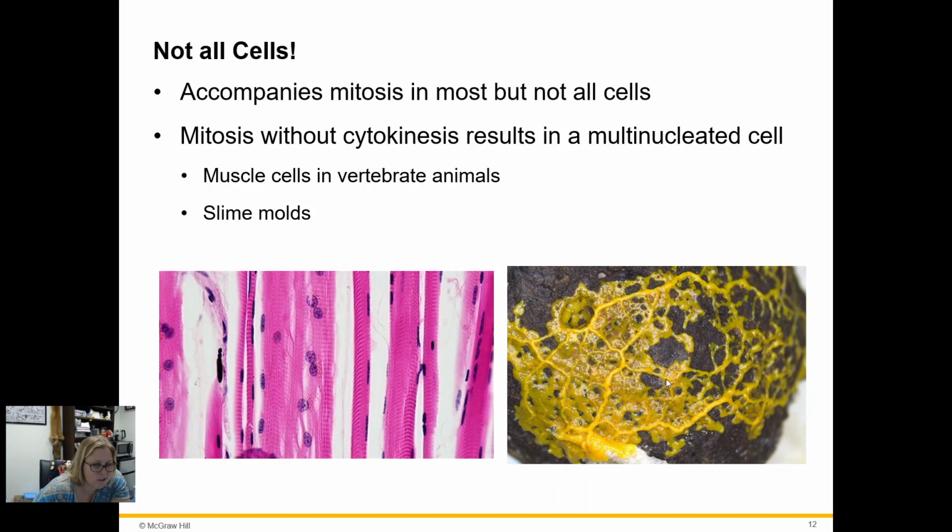Slime molds are my personal favorite example of this. So if you want like a little extra credit question here maybe, right? Slime molds are the coolest. So slime molds are a protist. They are not related to fungi. They are actually a protist. They are their own thing. They're kind of like amoebas.